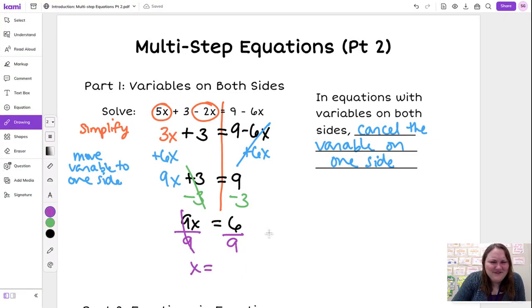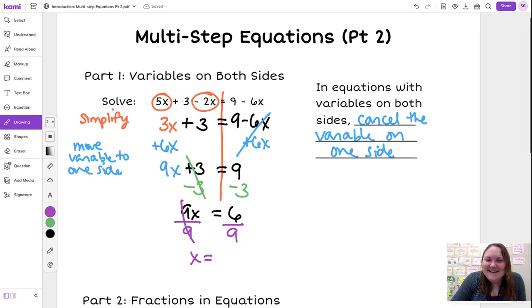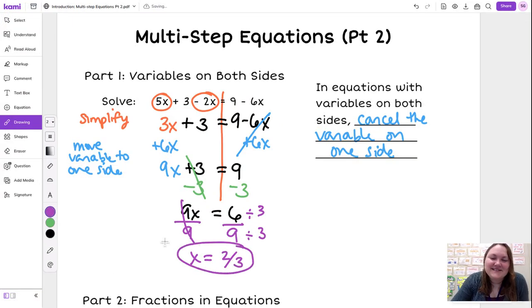Now 6, you can't divide that by 9, at least not without getting a decimal. So I'm going to keep my answer as a fraction here. But with fractions, remember we said we always want to simplify. So looking at 6 and 9, I know I can divide both of those numbers by 3, and that gives me my final answer of 2/3. In today's lesson, we're going to start seeing more fractions and decimals. And keep in mind that variable can equal any number. It doesn't just have to be a whole number like 1, 2, 3, 4, 5.